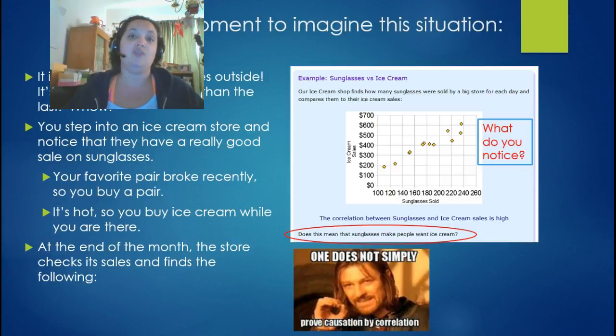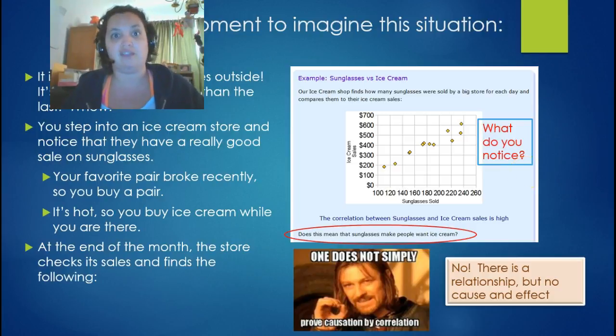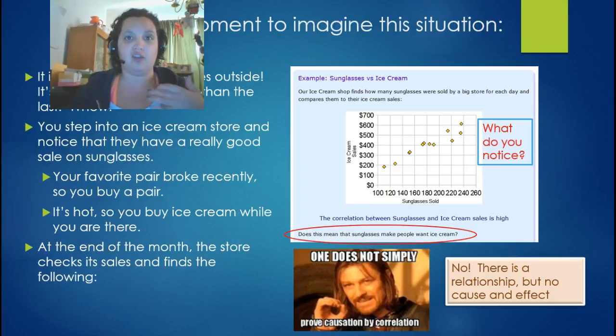No, you cannot prove causation because you cannot prove that sunglasses make people want ice cream. All you can prove is that there has to be some kind of correlation, something that links these two things together. There's some kind of a relationship, but we don't know what it is. Now, of course, you and I know what it is. It's the heat of the summer and the brightness of the sun. People are hot, people want sunglasses to protect their eyes, and they want some ice cream to cool down.